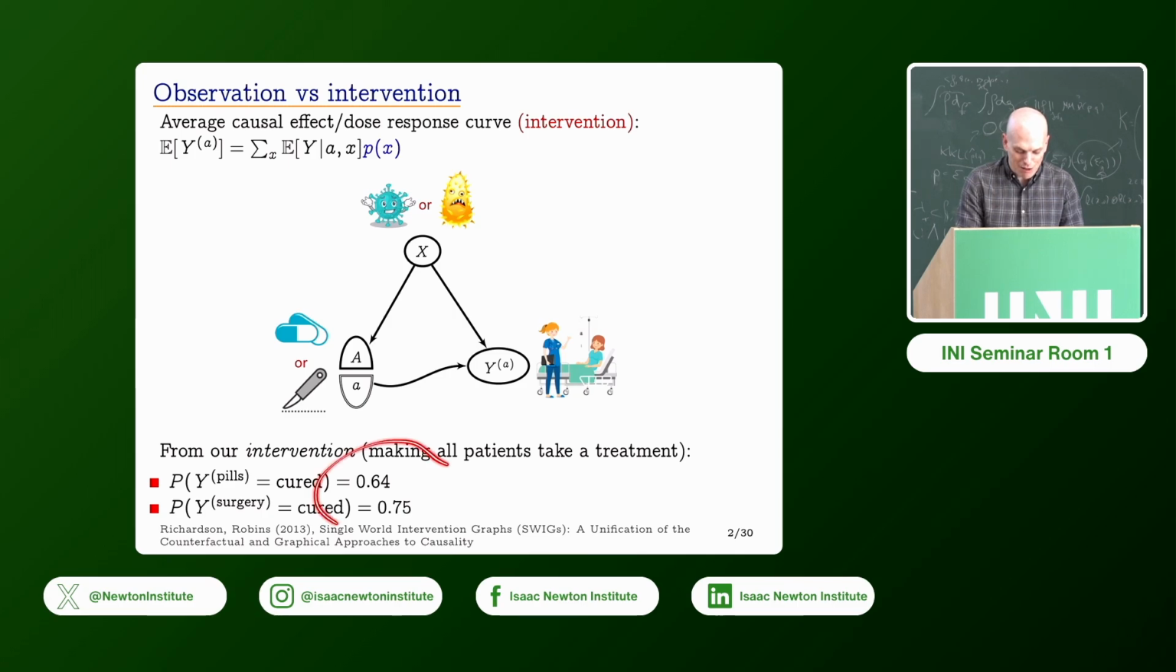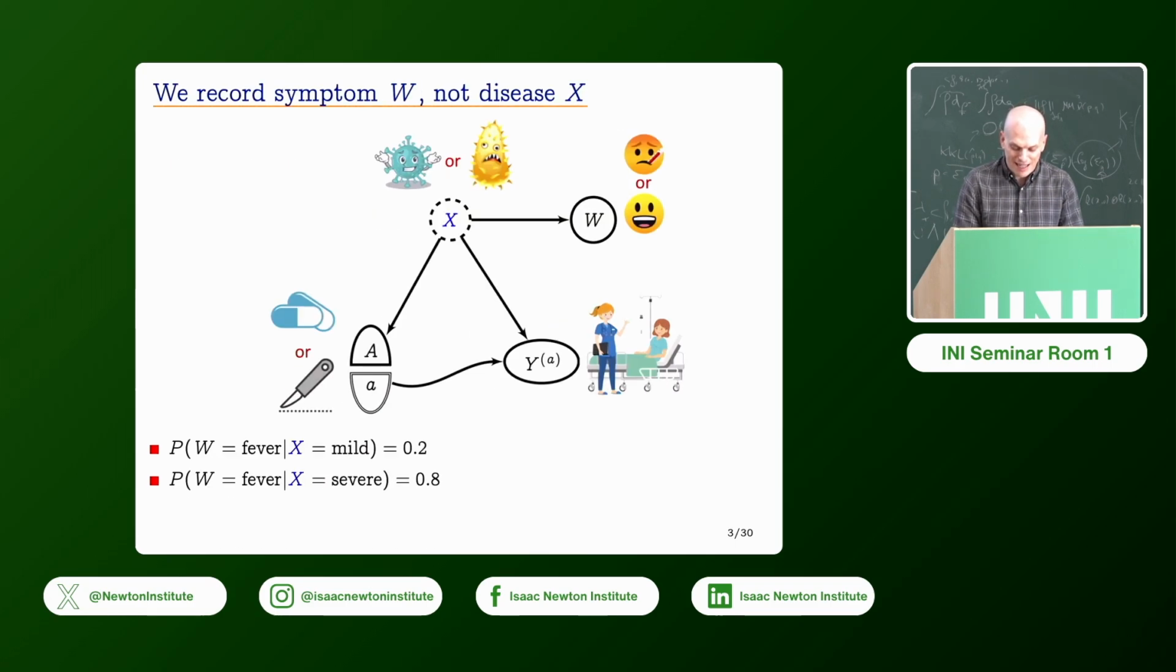And in this interventional distribution, obviously you get a lower rate of cure for pills because you're giving pills to people with severe form and it's not curing them. Okay, so this is to distinguish observation and intervention. So now let's make things more interesting.